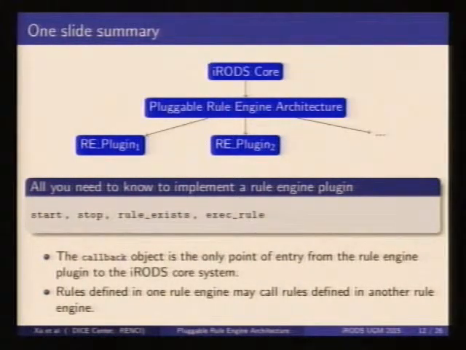So then there's one thing: how do you, within your plugin, get information from the iRODS core, right? How do you do that? So there's actually a callback object, which is passed into the rule engine plugin, and the rule engine plugin can use this callback object to go back to the iRODS core. So this is the only point of entry from the rule engine plugin to the iRODS system. Why is this important? We'll see in the second part of the talk.